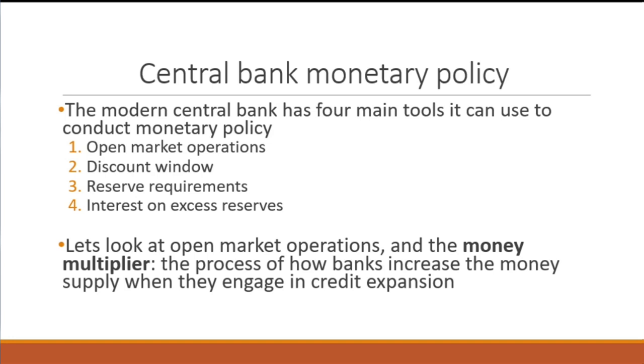Okay, so we want to talk about open market operations, which is the most common monetary policy tool. And in doing so, we want to look at the money multiplier. This is the step-by-step process of how banks increase the money supply when they engage in credit expansion. We saw earlier that if banks get an increase in reserves of $10,000, one bank isn't going to increase the money supply by $90,000. Instead, it's going to be a much more gradual process.